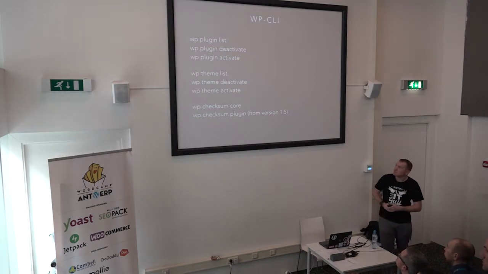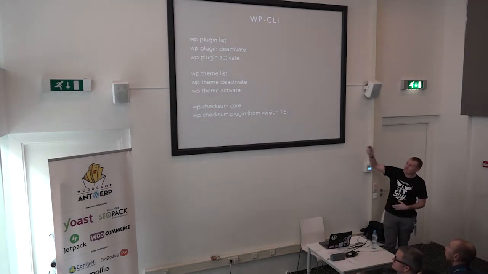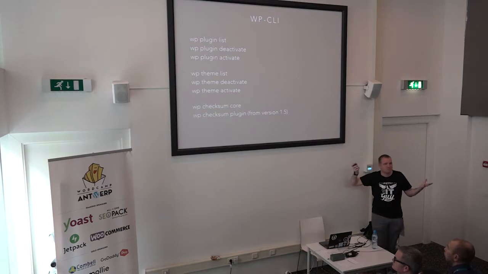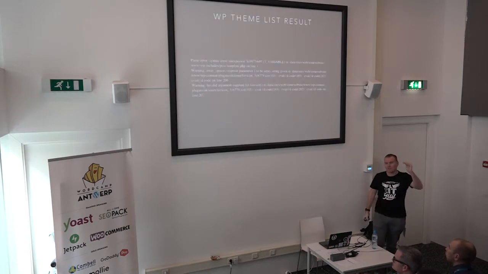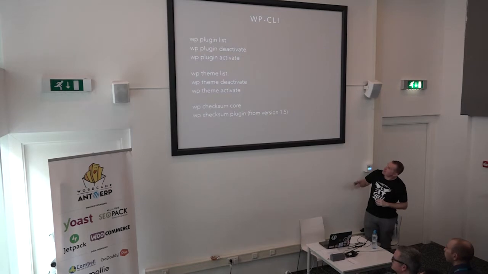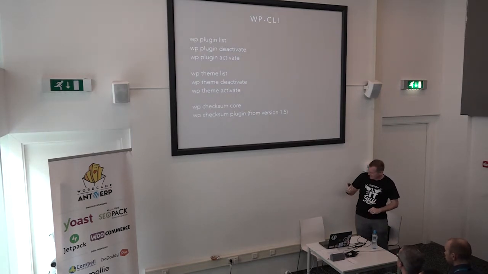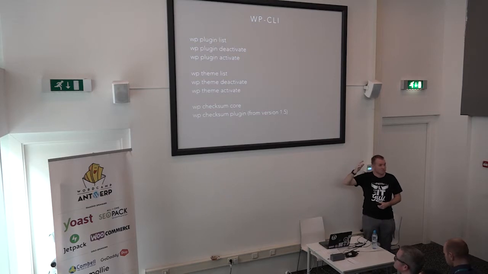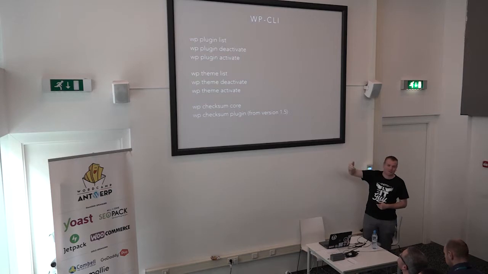So, what are the things I use? Mostly, those are these ones. There's a couple of commands here. So WP plugin list, it's rather obvious. It gives you, in the command line, an output. WP plugin list gives you a list of all installed plugins, shows you if they're active, if an upgrade is available, things like that.